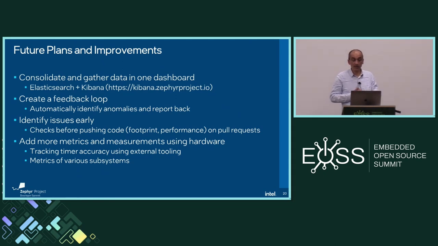We want to identify issues as early as possible. Right now we do it on the tree, on the checked-in code. We want to have certain checks run on pull requests. So if somebody increases the footprint, they should know about it. Or if their change decreases the performance of the kernel, context switching or other metrics, they need to see that so that we don't merge the code and fix it later. We can react to it as soon as possible.